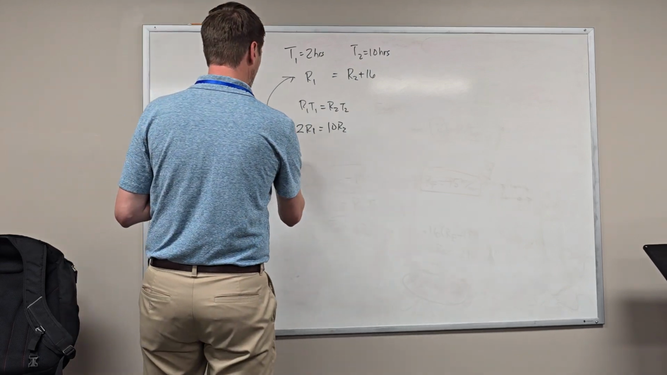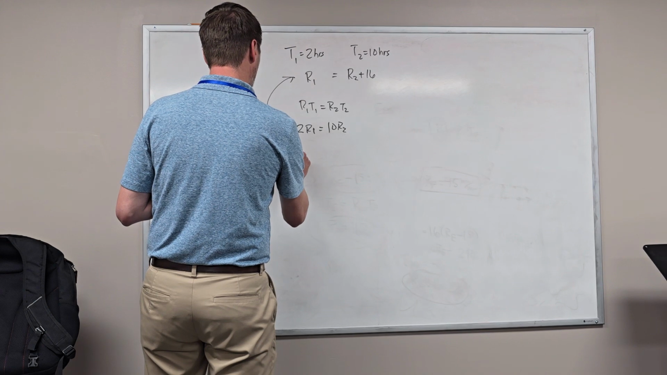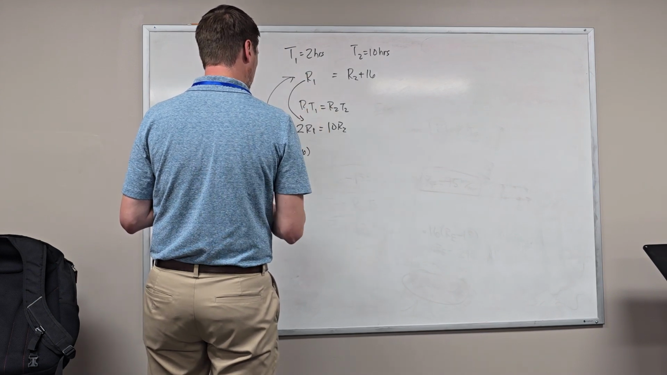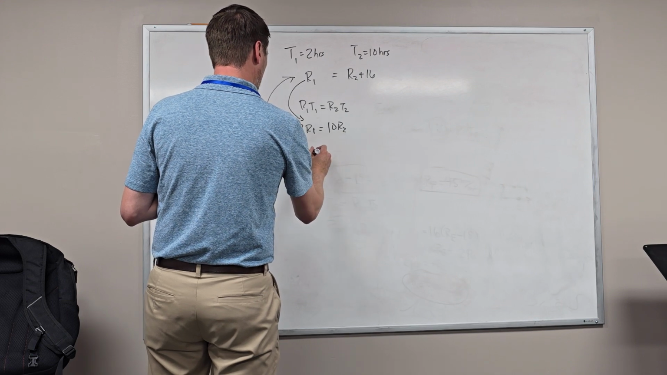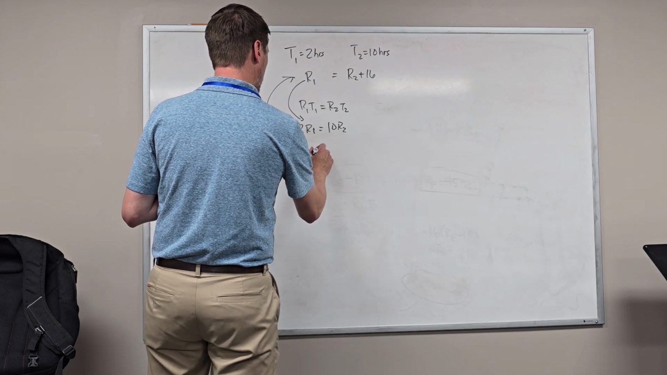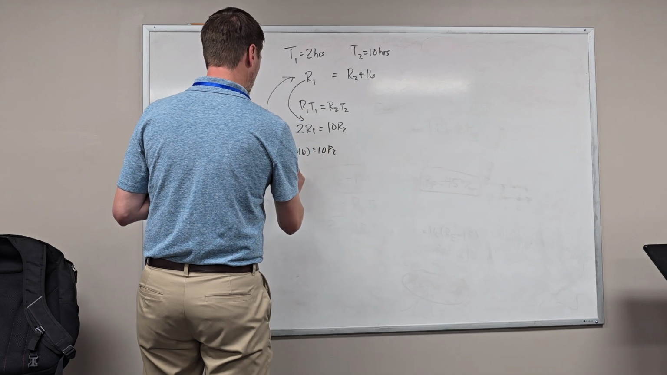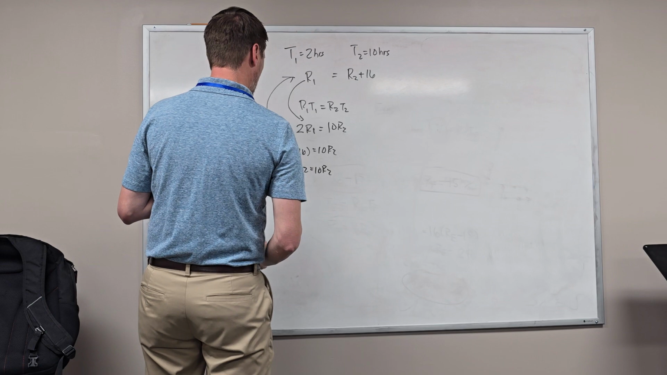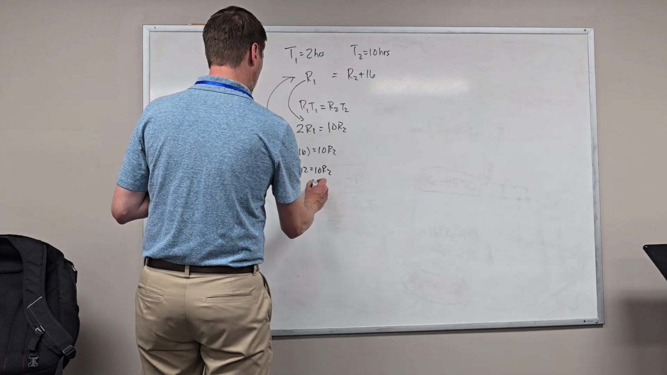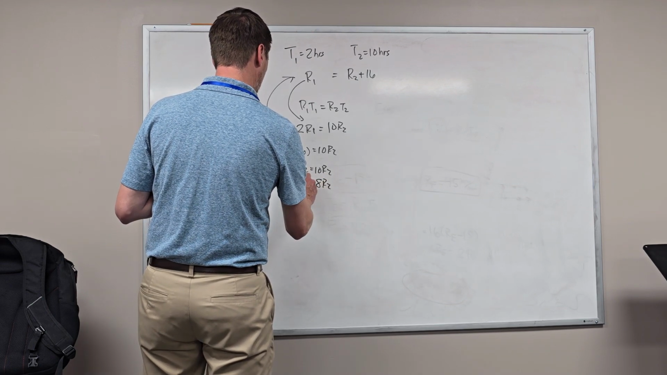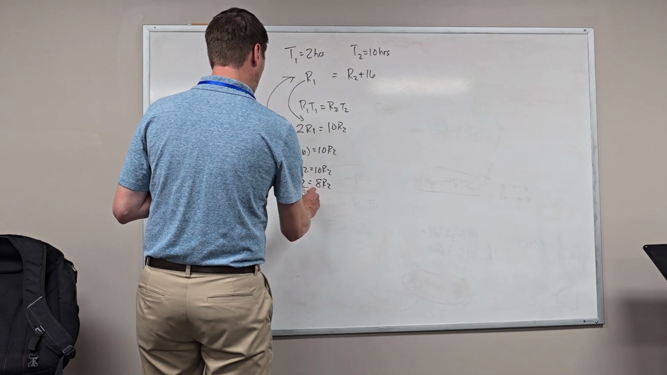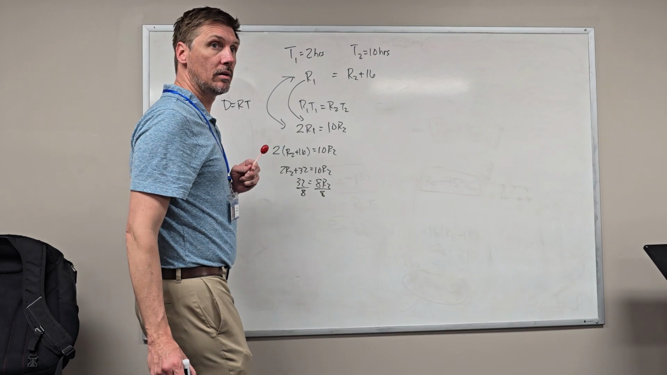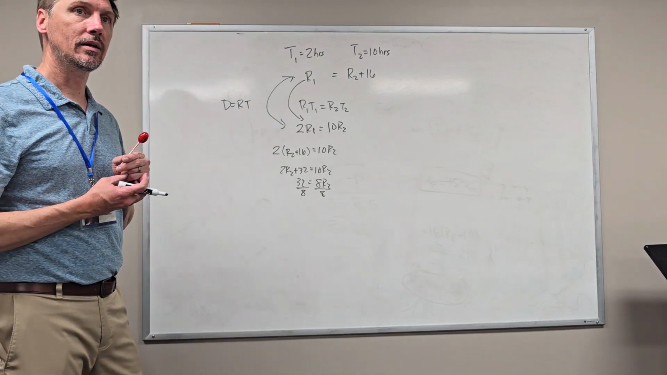Right. So we're going to say 2 times R2 plus 16, substituting in this R1 for this R1 right here, right? And so 2 times that equals 10 times R2. We distribute: 2R2 plus 32 equals 10R2. Move the R2 over here. 8R2 equals 32. 32 divided by 8 is, yes? It would be 4.